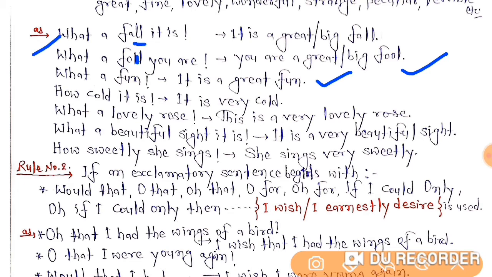How cold it is. Now here cold, you can see, is an adjective, so I have used very here, right? So it is very cold. What a lovely rose. Lovely is an adjective, so here too I have used very, right? This is a very lovely rose. What a beautiful sight it is. Beautiful is also an adjective, so here it is a very beautiful sight. How sweetly she sings. Sweetly is an adverb, so in this sentence too I have used very while interchanging. She sings very sweetly, right?